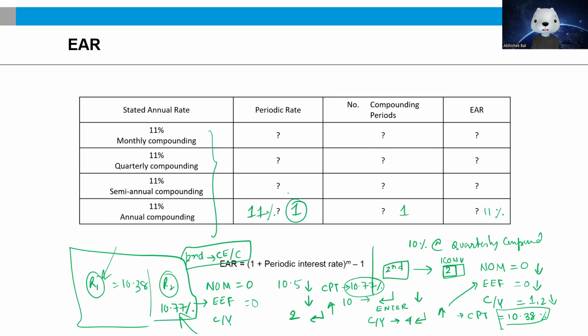In case of semi-annual periods, the periodic rate is obviously going to be 5.5%, because 11% divided by 2 becomes 5.5%. There are 2 compounding periods. The effective annualized rate, how do we find that out? Well, as I said before, you could make use of your calculator, which I prefer. Use the interest rate conversion sheet. I'm just dictating now, and I hope that you will be able to do it yourself.